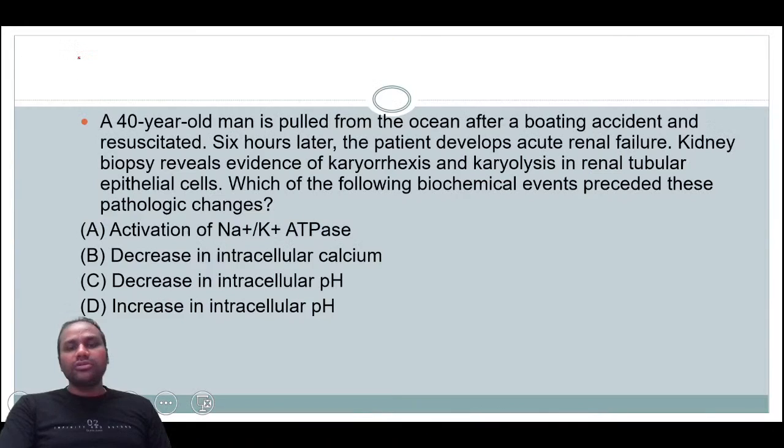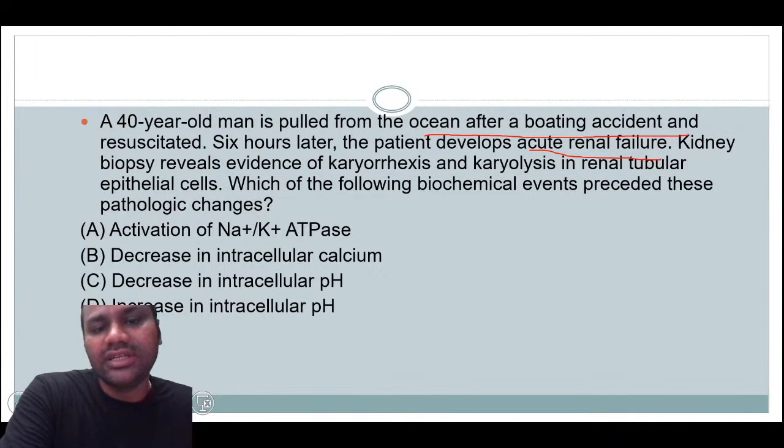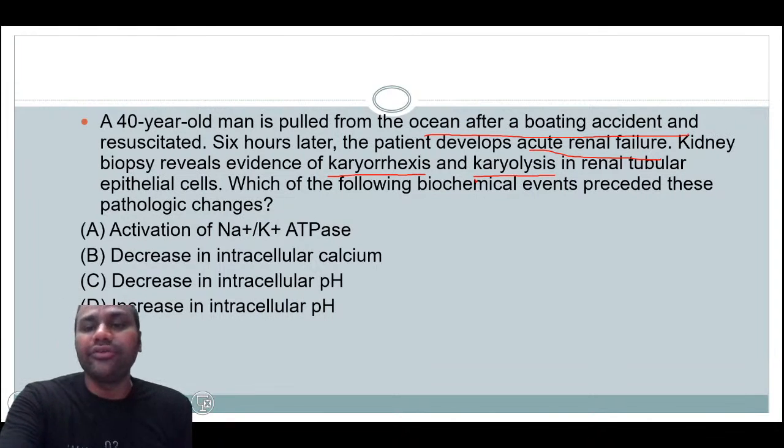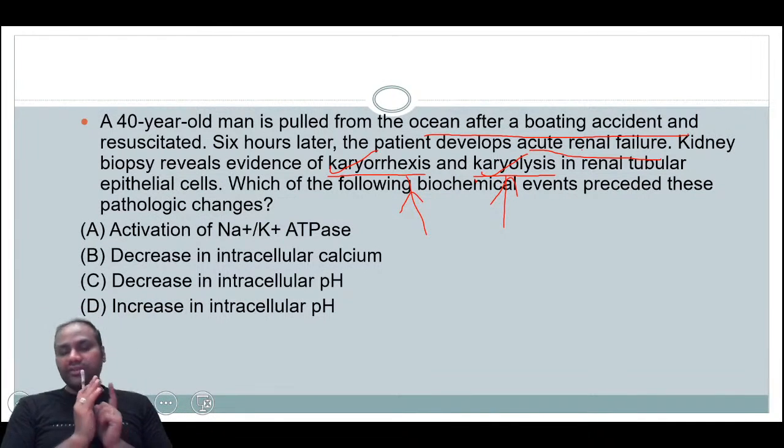Now coming to another question. There is a 40 year old man. He is pulled from the ocean after a boating accident and he is resuscitated. After 6 hours, he develops acute renal failure. The kidney biopsy gives evidence of karyorrhexis and karyolysis in renal tubular epithelial cells. So the question is giving us some emphasis on acute renal failure. It is saying that there is karyorrhexis and karyolysis, and these are features of irreversible injury.